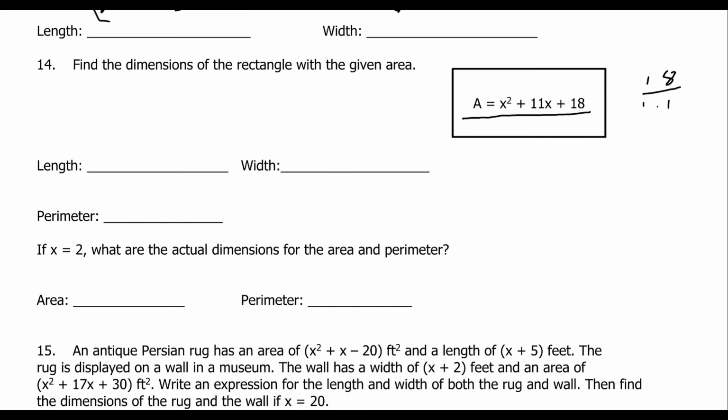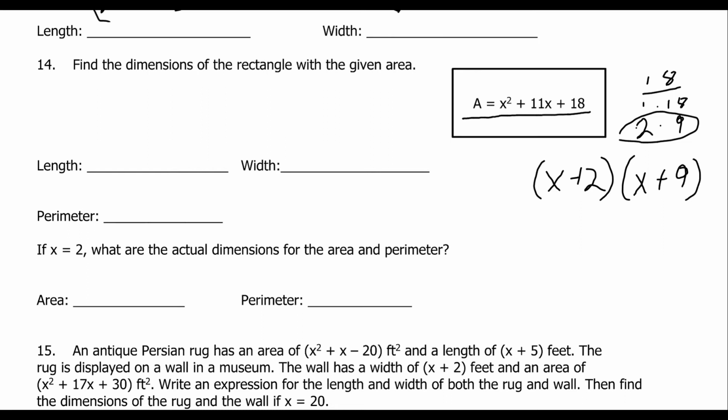So we got 1 and 18, 2 and 9. There we go. I got them. Okay, 2 and 9. So that's going to be x plus 2, x plus 9.